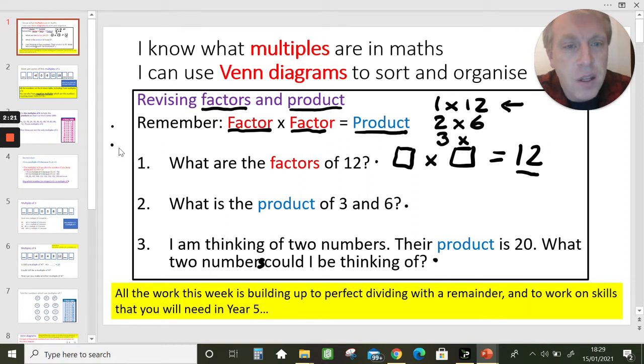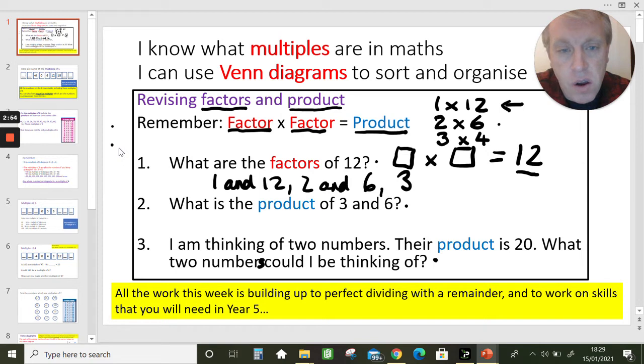3 times 4 is 12. Okay, 5, no. 5, 10, 15. 6, we've done 6 already. We don't need to keep going past halfway because we've caught them all now. So the factors of 12, I'll write in my answer. Factor pairs, 1 and 12, 2 and 6, 3 and 4.